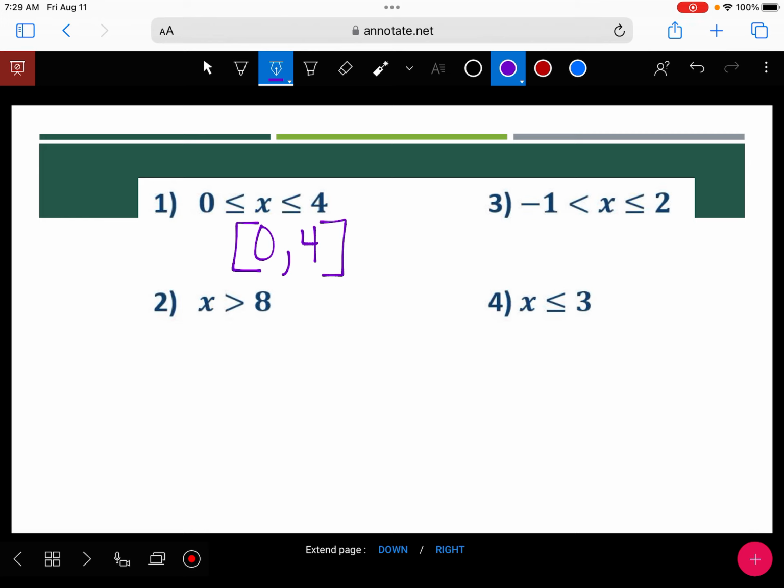For question number 2, it says x is greater than 8. So that means that the first number we're starting at is 8. And if it's greater, it's going towards positive infinity. So in interval notation, we would say 8 to infinity. Now 8 is going to get a parenthesis because it's not equal. Infinity always gets a parenthesis. You never put a bracket on an infinity.